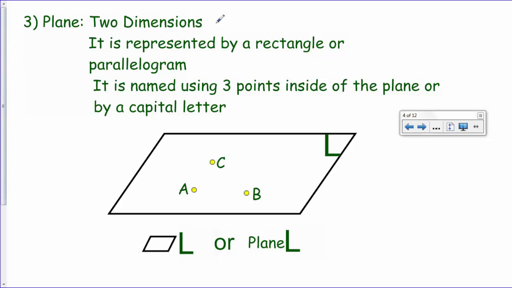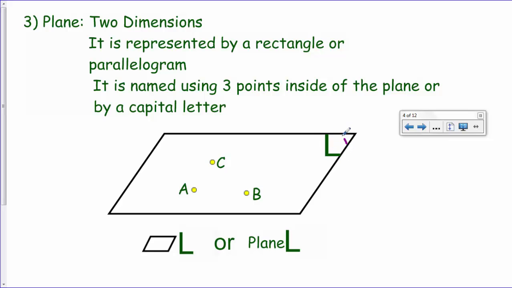Our third undefined term in geometry is a plane. A plane has 2 dimensions. It's represented usually by a rectangle or a parallelogram shape. We name it with 3 points inside of the plane. In my example, this would be plane ABC. You could name it also CBA, BCA, etc. It's also named by a letter that you see as a capital letter inside of the plane.